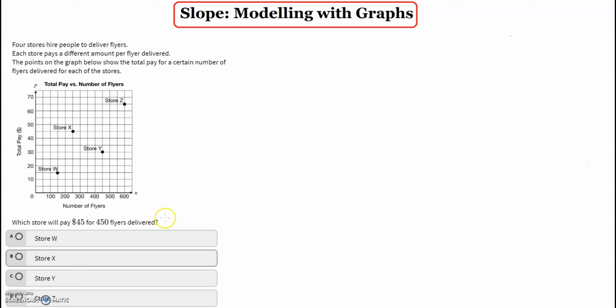So first, I'm going to take this statement here and I will find out the amount. So what I will do is write $45 and divide by 450, and when I do that, 45 divided by 450, I get 10 cents per flyer.